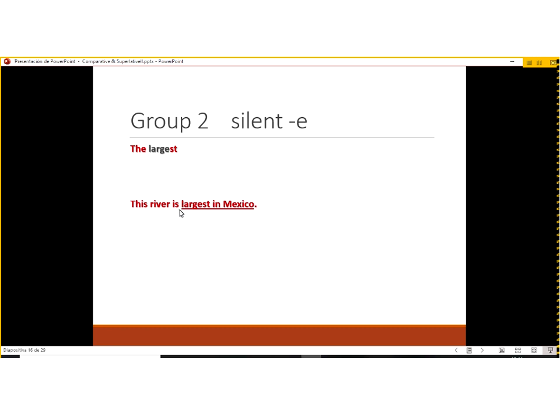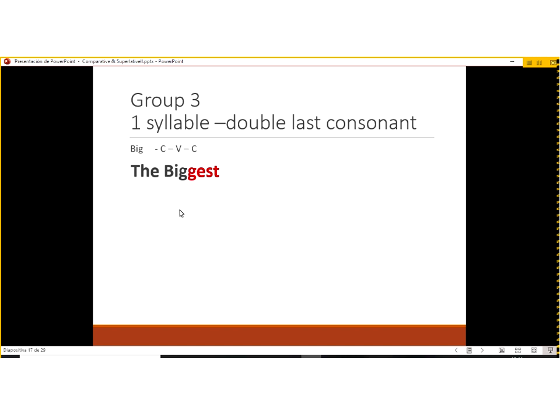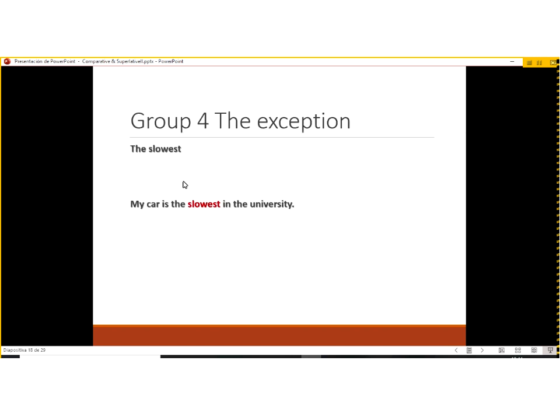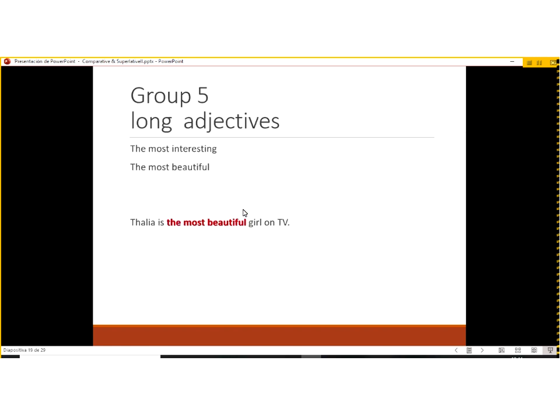So, group 3, 1 syllable. So you double the last consonant. For example, big. Remember, it has consonant, vowel, consonant. So we have the biggest. Remember to double the G, or the double consonant. Group 4, that's the exception. Do you remember the exception? The slowest. My car is the slowest in the university.